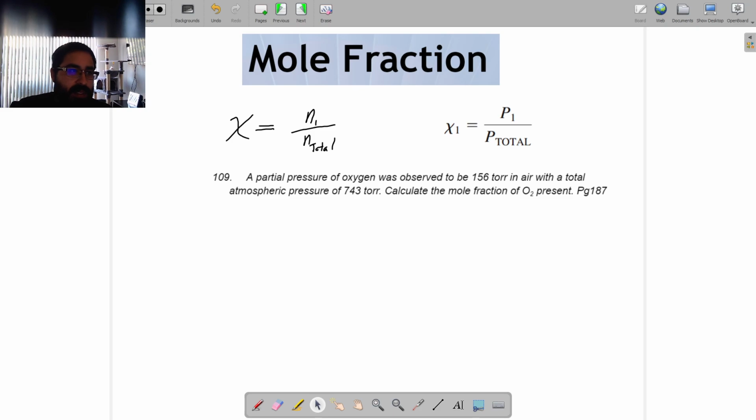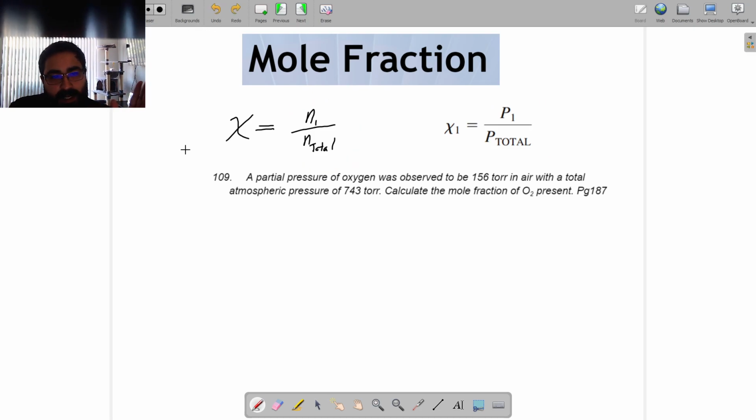Now, this mole fraction uses a letter chi or chi. I have no idea, man. I'm not Greek. I think it's chi. I should know this, but I don't. But I won't beat myself up. But the relationship between these two is there.